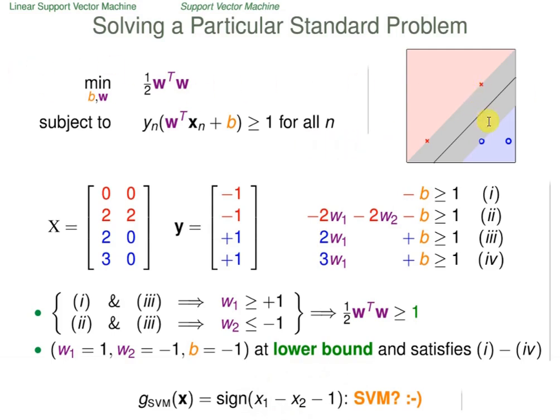And indeed, we can visualize these points and then the decision boundary. The first point here corresponds to 0, 0. This point corresponds to x1 equals 2, x2 equals 2. Then 2, 0, and then 3, 0. Those are the points that we use to define the large margin separating hyperplane.